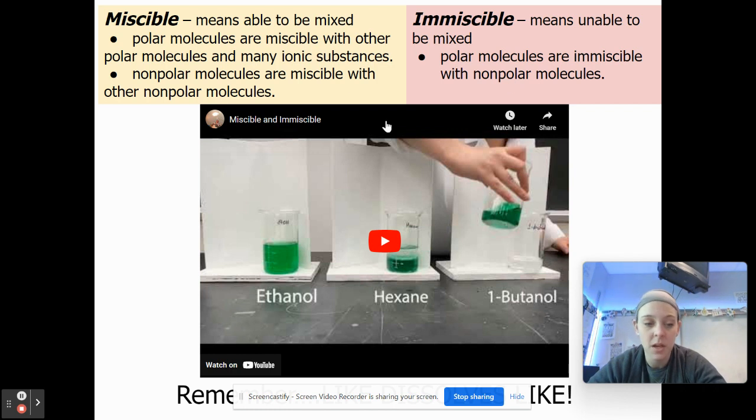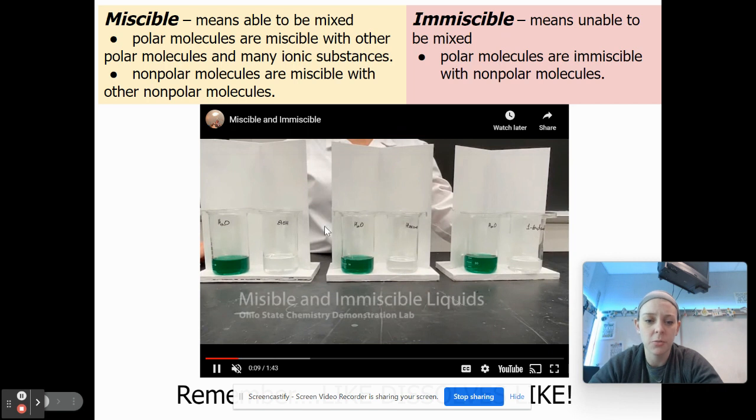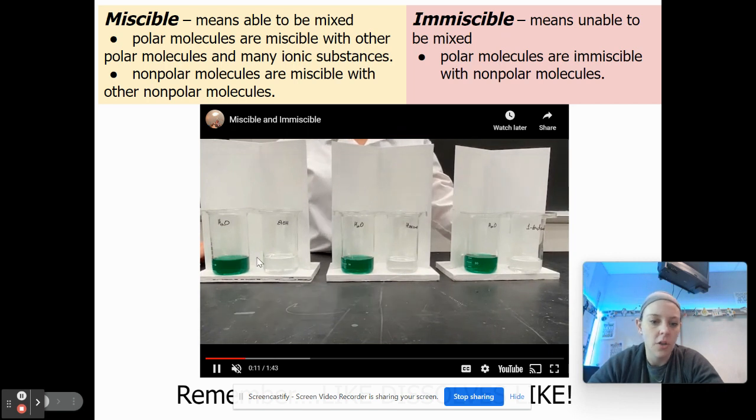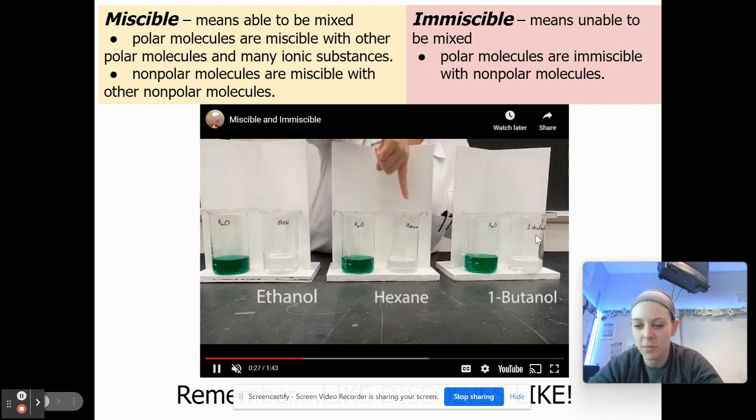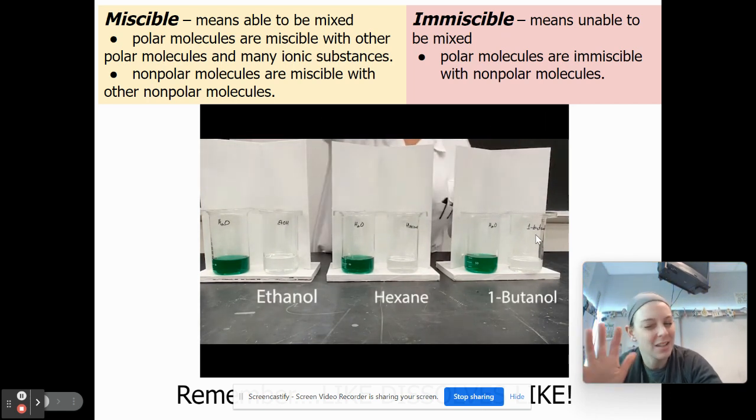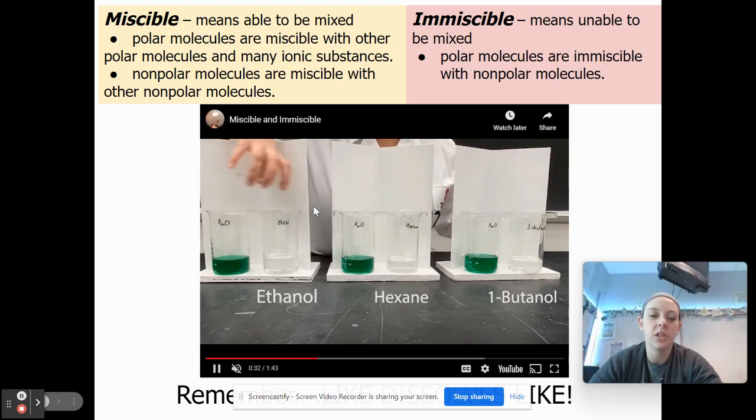They are immiscible. So what I'm going to show you in this quick little video here, there are three different setups. Three of the beakers are green and have just food dye water, so nothing too special. In this first beaker, we have ethanol, which is a polar solvent. Here we have hexane, which is a nonpolar solvent. And here we have butanol, which is kind of somewhere in between. So it's polarish, but not super polar.